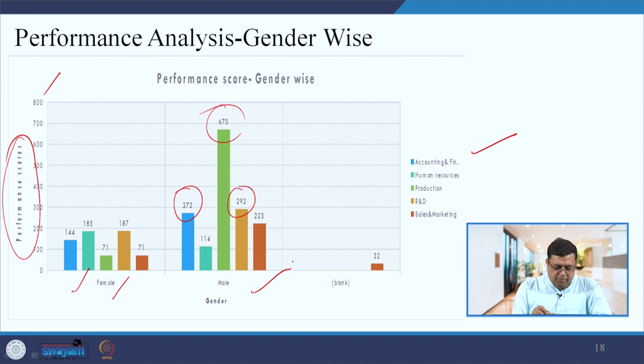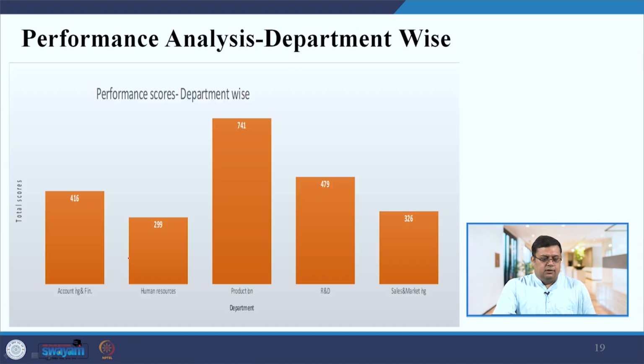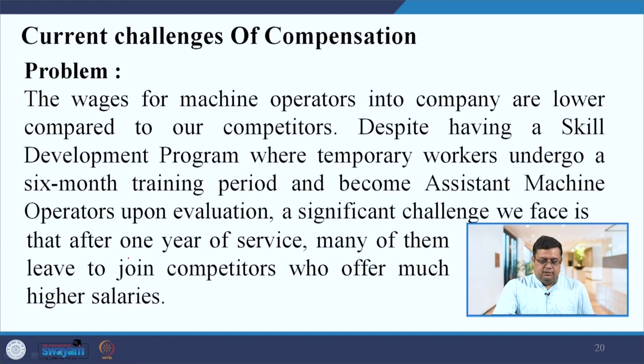Now here you can see the department. In all departments males are performing better than females, and you can see different departments color wise. The best performing department for males is production, and for females, going by this number and this color, it is R&D. In R&D females have the highest scores, and in production males have the highest scores. That is what you can see with this graph: performance analysis department wise.